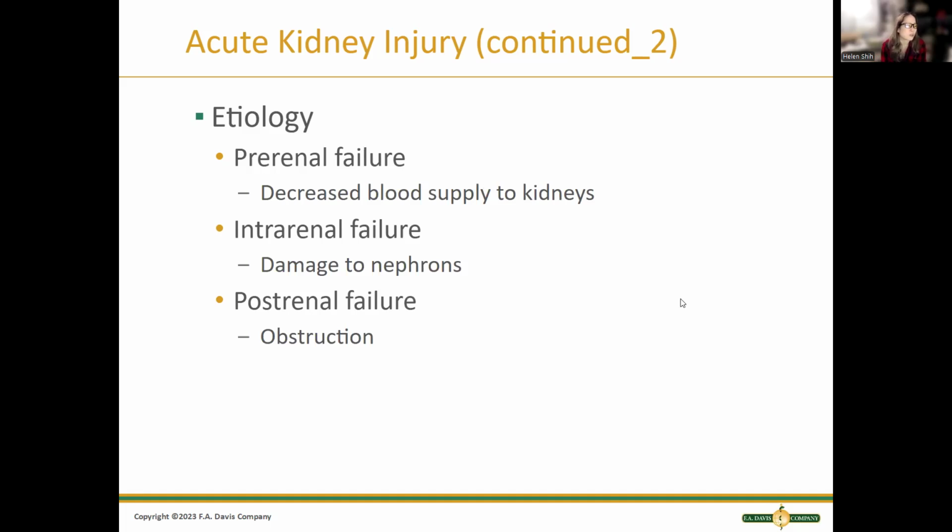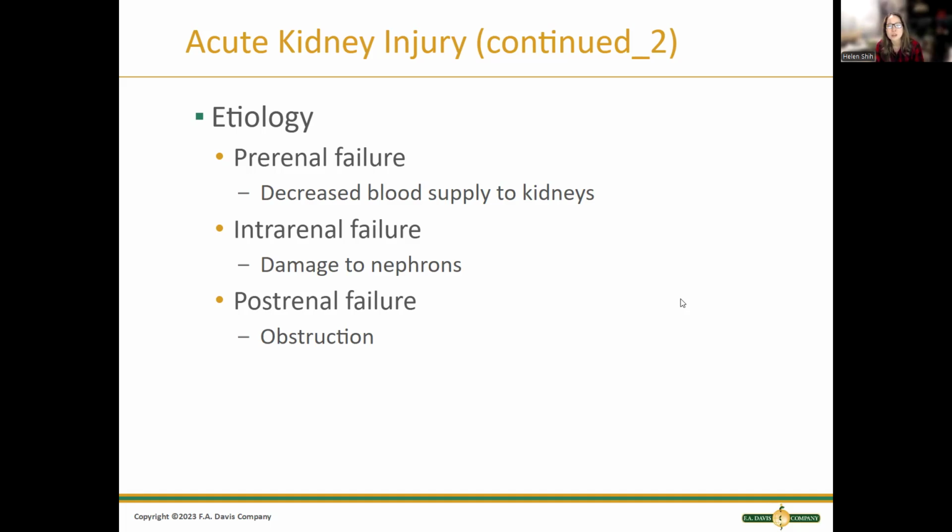So with acute kidney injury, the cause of it could be pre-renal failure, meaning something is happening in the body before blood gets to the kidneys. And so that could be a decreased blood supply to the kidney as a result of potentially some sort of shock. Because remember, the kidneys are not essential, and therefore we sometimes do not prioritize blood supply to the kidneys. There could also be intrarenal failure, meaning that something's happening within the kidneys to cause acute kidney injury. This is generally going to be something that's damaging to the nephrons within the kidneys.